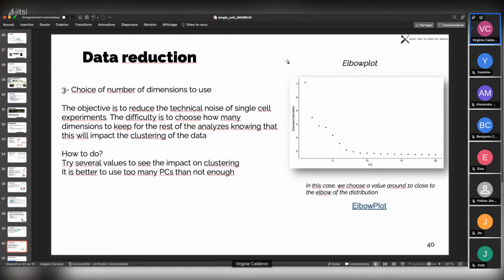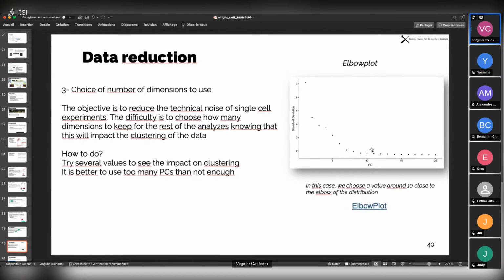And using this plot here, we just go to the bottom of the elbow and we say, okay, maybe we'll cut just the first 10 dimensions in the next step for the clustering, because the first 10 dimensions seem to regroup almost all the standard deviation.